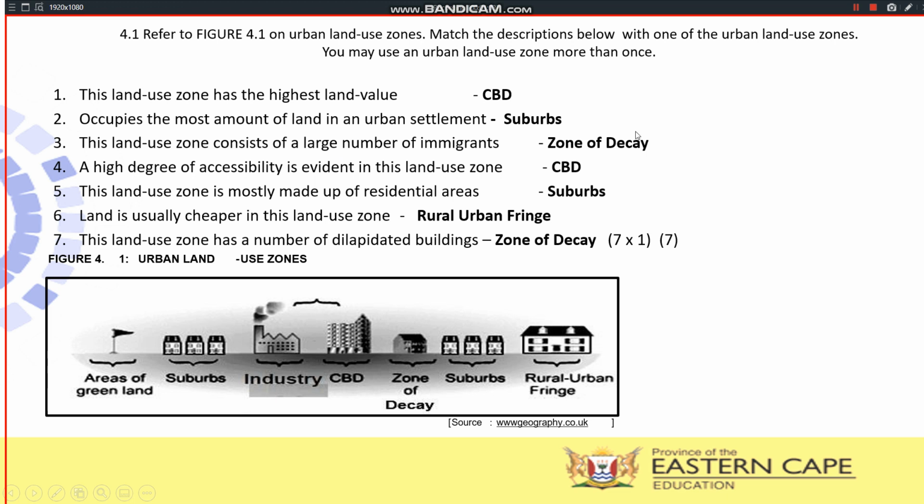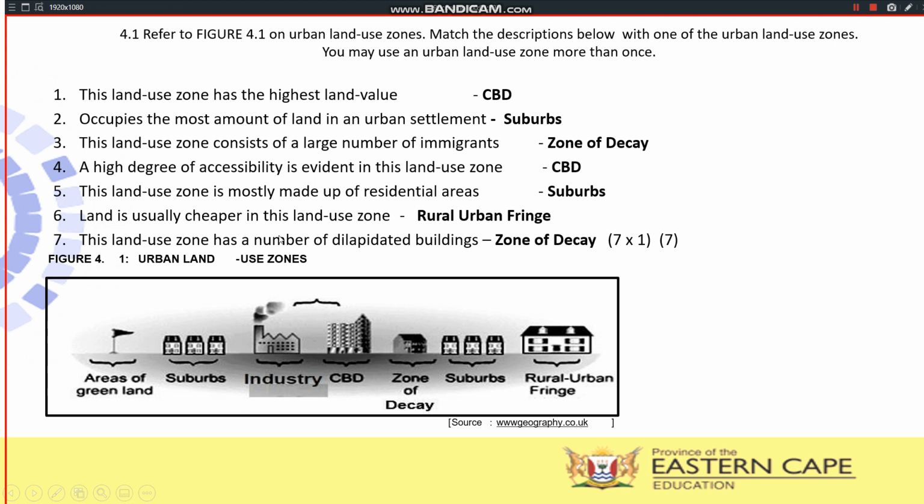It is the zone of decay. It's another characteristic of the zone of decay. There is a high degree of accessibility evident in this land use zone. Again, it's the CBD. Right? Very accessible. This land use zone is mostly made up of residential areas, suburbs. Land is usually cheaper in this land use zone. It's called the rural-urban fringe.